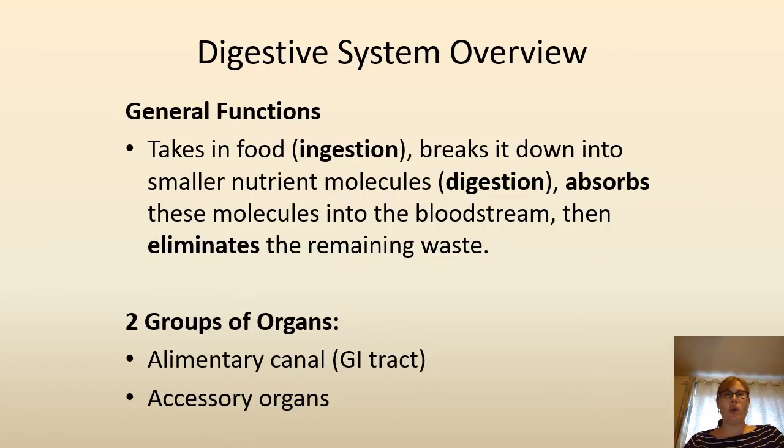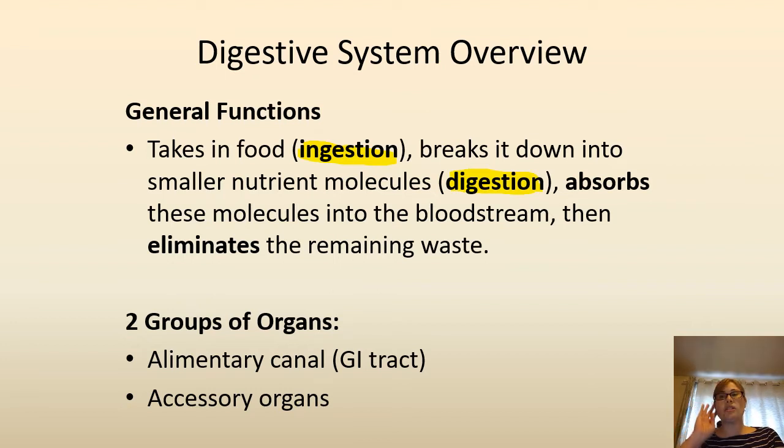All right, so our general overview. The main job of the digestive system: get the food in, break it down, absorb the molecules, and get rid of the waste. The first part is known as ingestion. Ingestion is getting the food into the body. Breaking it down into smaller molecules we call digestion, and there are two kinds of digestion: chemical digestion and mechanical digestion.